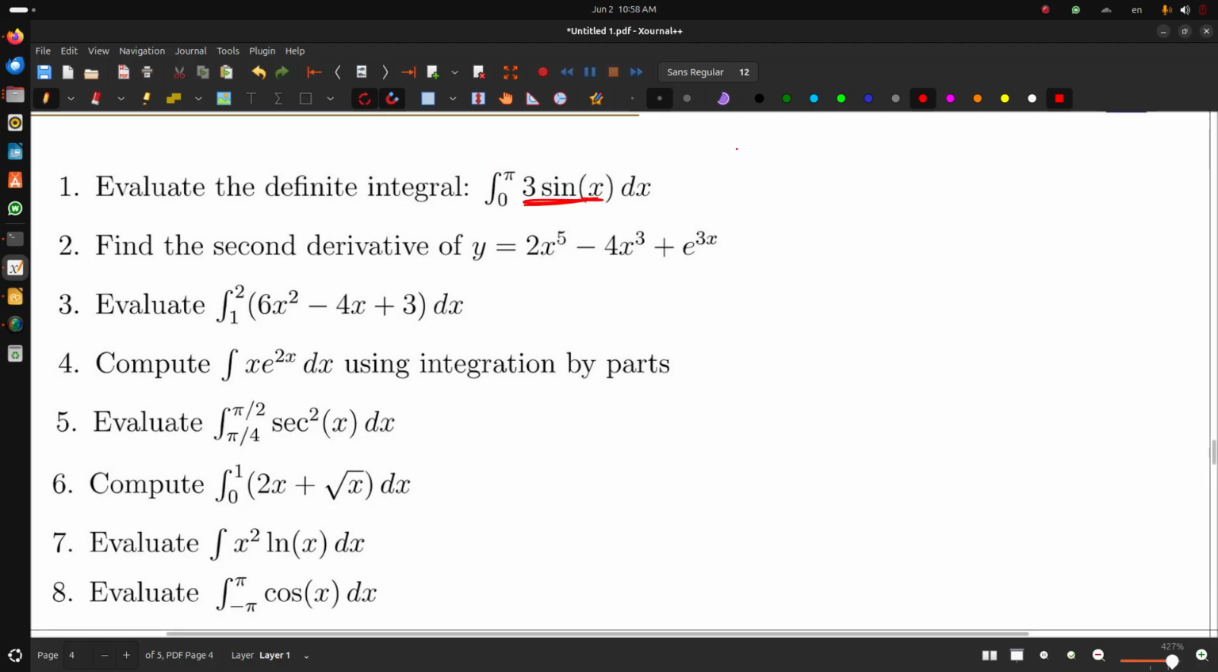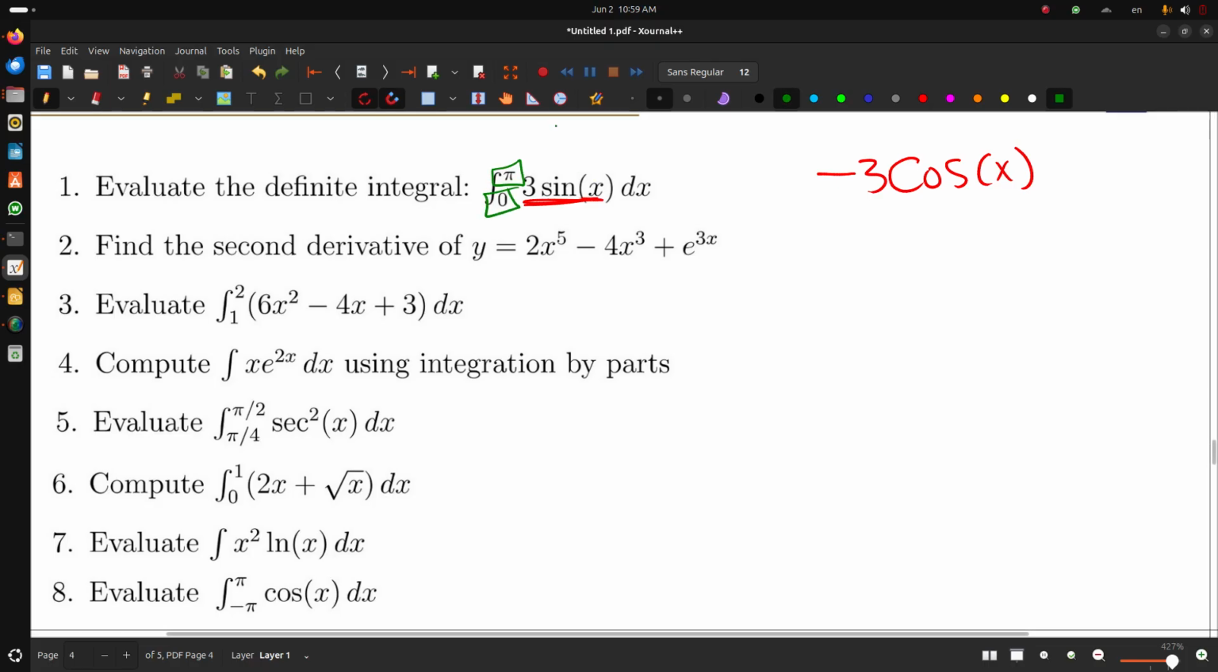You will start by dealing with this function first. What is the integration of sine x? It's negative cosine. The integration of sine is negative cosine, and you keep 3 the same, so it will be negative 3 cosine x. Okay, when you deal with definite integration, you won't use the plus constant, so we will just deal with these limits.